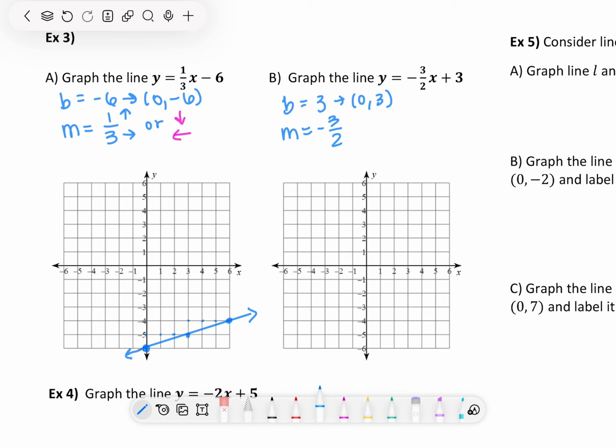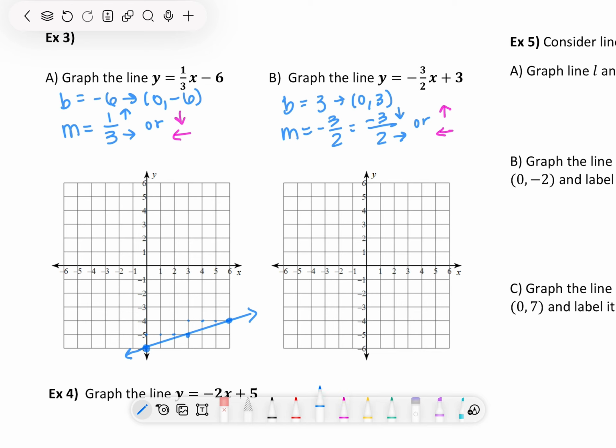But the whole fraction is negative, which means only one of the values can be negative. So I'm going to go ahead and put my negative in my numerator just to keep it easy. Always put my negative in the numerator. Now I know that instead of going up, I must go down, and then I can go to the right too. Or if I need to switch it up, I can go up and use the negative as if it was in the bottom number, in the denominator.